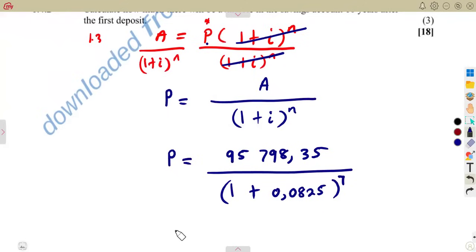So that's it, guys. It's you and your calculator. Make sure that you use your calculator properly. This was going to give us 55,000. Initially, this was the amount that was deposited.